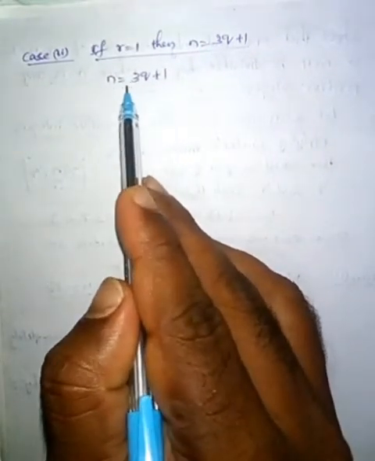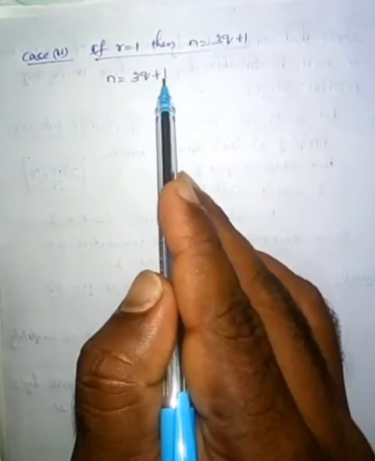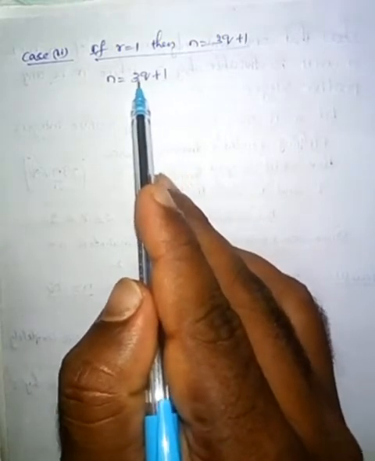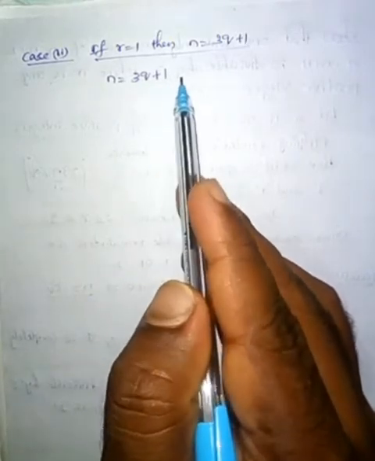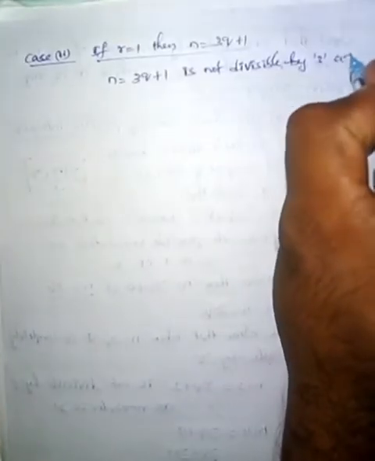So it is clear that it is not divisible by 3 because it is a 3 multiple plus something. So it leaves the remainder as 1. So it is not completely divisible by 3. So n equal to 3q plus 1 is not divisible by 3, as remainder is 1.